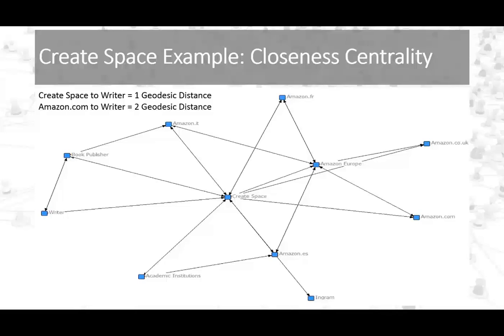If we take another node, let's say Ingram here, Ingram has a distance of 2 to Amazon.com, or 3 actually to Amazon.it, and it also has 3 to Amazon.com. So it's further away to other actors in this network compared to CreateSpace, right? And so if CreateSpace needs to get something from another actor or needs to sell something to an actor, it can get to that actor much faster than Ingram can, for example. And in that idea is where power lies, right? Because you can get there faster means that you can get the materials or whatever you need quicker.